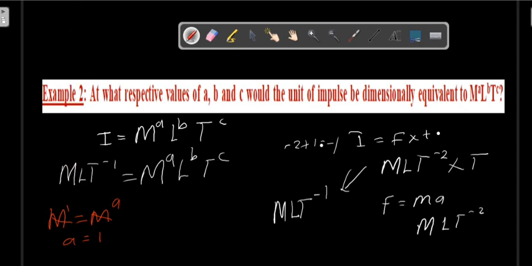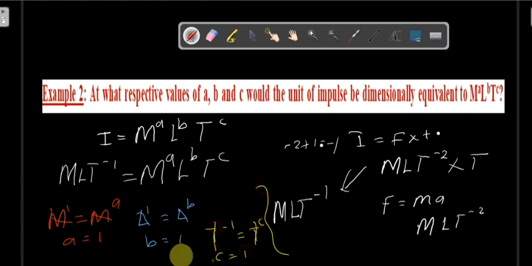Then we'll go for L. So we have L raised to power 1 equals L raised to power b, and this will cancel out this. So b is equal to 1. And finally, we'll go for T raised to power minus 1 equals T raised to power c. So this will cancel out this. c is equal to minus 1. So the values are a is 1, b is 1, and c is minus 1. Okay.